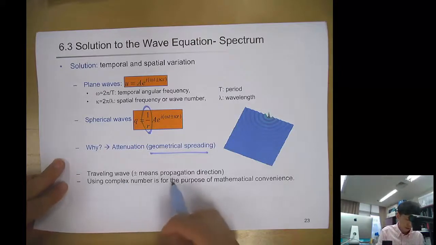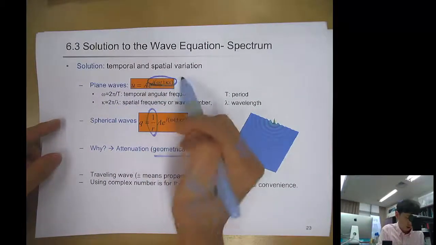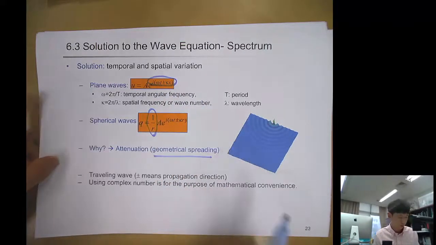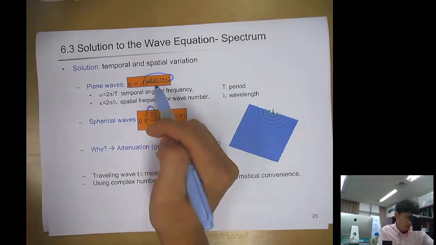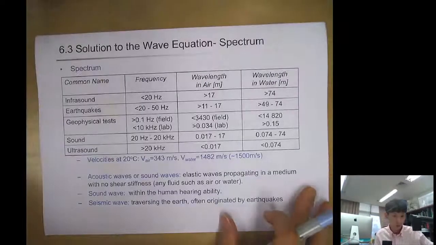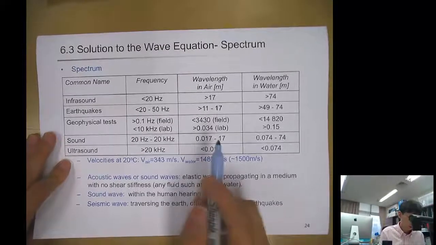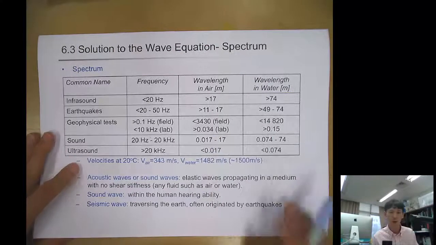Traveling wave approximates the mean propagation direction, using the complex number for the purpose of mathematical convenience. Okay, we'll talk about this later. The omega t plus minus kappa x. Actually, this is the equation that you end up with when you solve the wave equation. And when you solve the wave equation, depending on the frequency you're looking at and the velocity of the media, it gives you a different wave velocity.